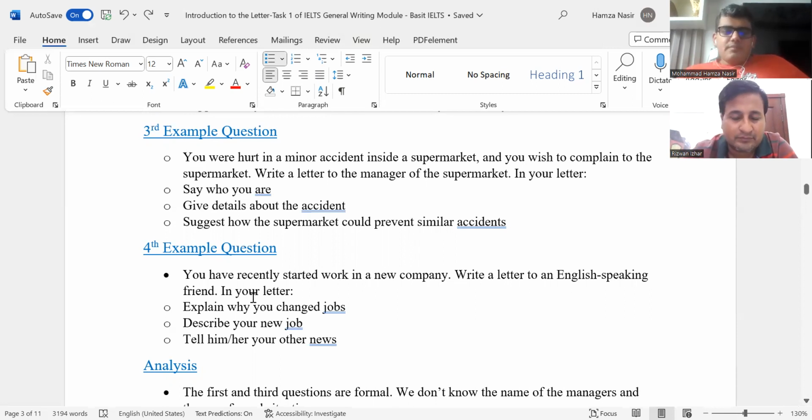Okay, you have recently started work in a new company. Write a letter to an English speaking friend. In your letter, explain why you changed jobs, describe your new job, tell him or her your other news like family and everything. So what do you think this will be? सेमी फॉर्मल. This will be what? You have recently started in a new company.